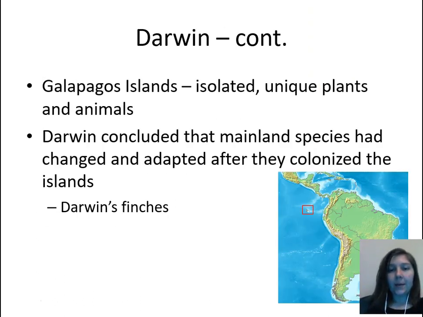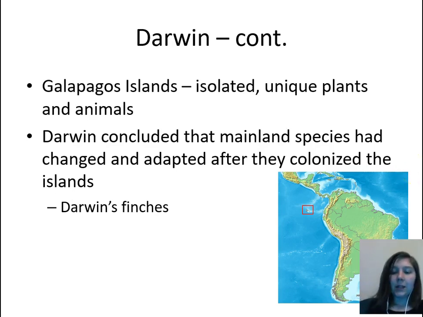Darwin's main studies happened on the Galapagos Islands. They are located off the western coast of South America, and they are an isolated area. They are made up of all these different little islands, and he saw that on the Galapagos, there were very unique plants and animals. They were very different from the mainland, and that allowed him to conclude that the mainland species had most likely changed and adapted over time after they colonized the islands. So a lot of the organisms on the Galapagos were similar to organisms found on the mainland, which would be the rest of South America, but they had unique differences.